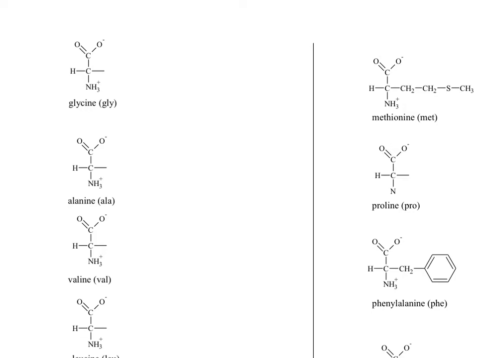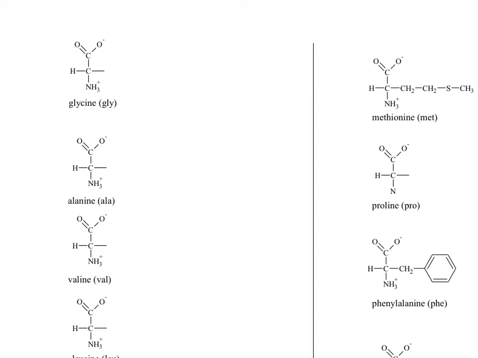So as I introduced earlier, we classify the 20 amino acids into 4 different classes. And the first is going to be the nonpolar amino acids, of which we count 9. That means this entire page is all the nonpolar amino acids.